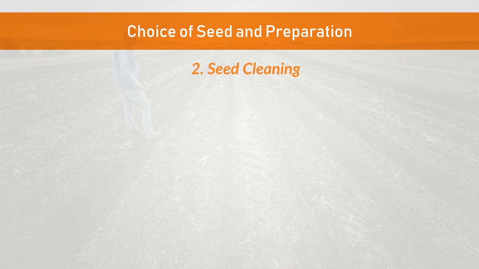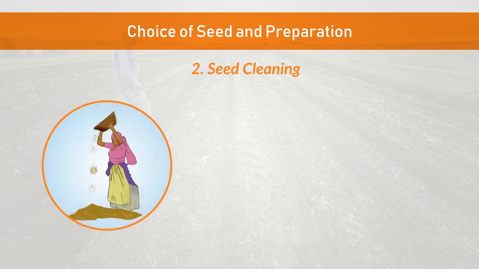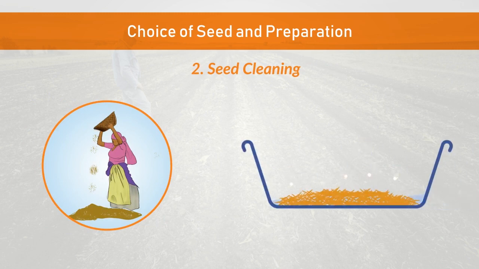The second concept is seed cleaning. Seeds should be cleaned by winnowing to remove the chaff. To remove the remaining poorly filled grains, soak the seeds and skim off the floating seeds. The ones that sink are the best for planting.